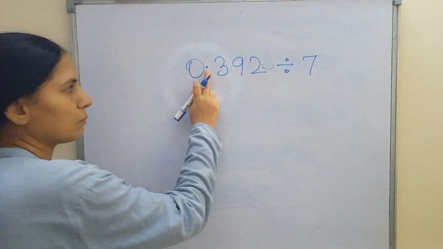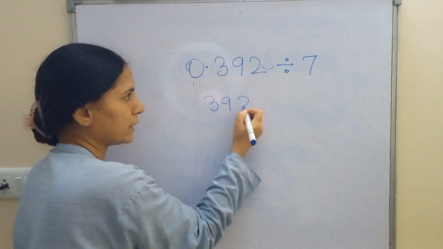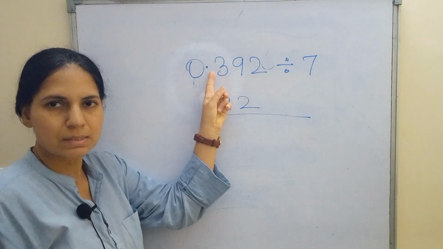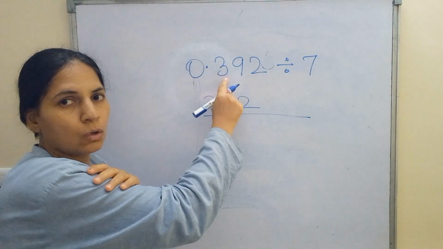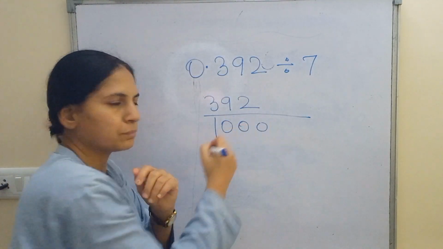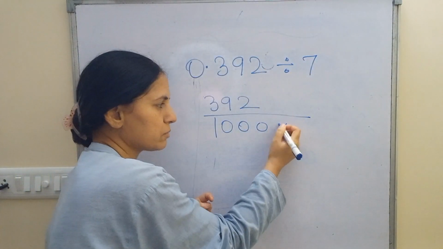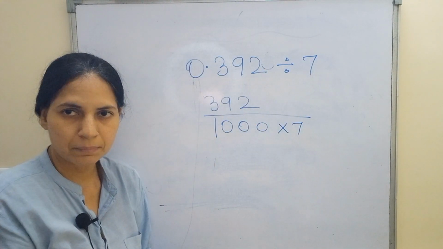Instead of 0.392, forget the decimal, write 392. And what you have to do with this decimal, consider this point as 1, and how many numbers are there? 1 2 3. Put 3 zeros. And we have to divide it by 7. That means we have to put a 7 here. I think this much is fine.